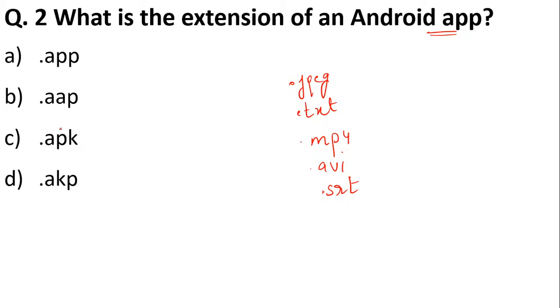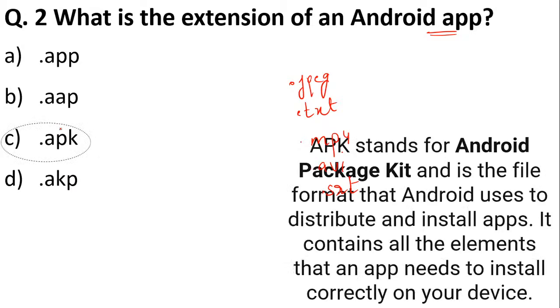apk. So C is the right answer over here. APK means Android Package Kit. If you have an app in your mobile phone and you want to share it with your friend, you will share the application package kit with your friend, so they will also be able to install it and use it in their mobile phones. Okay.